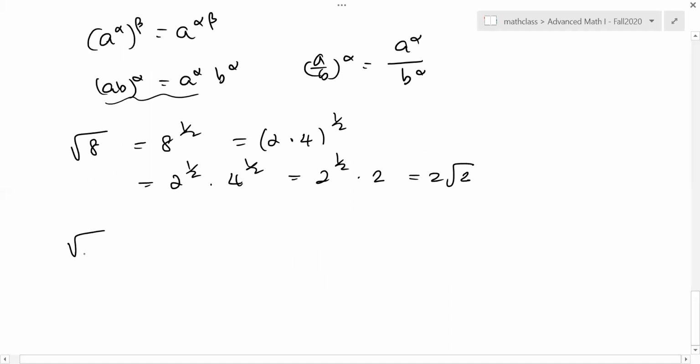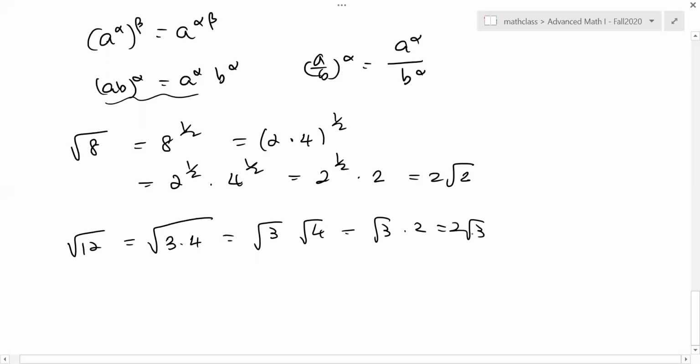Similarly, you can express the square root of 12 like the square root of 3 times 4, that's the square root of 3 times the square root of 4. And the square root of 4 is 2, so that's 2 square root of 3.